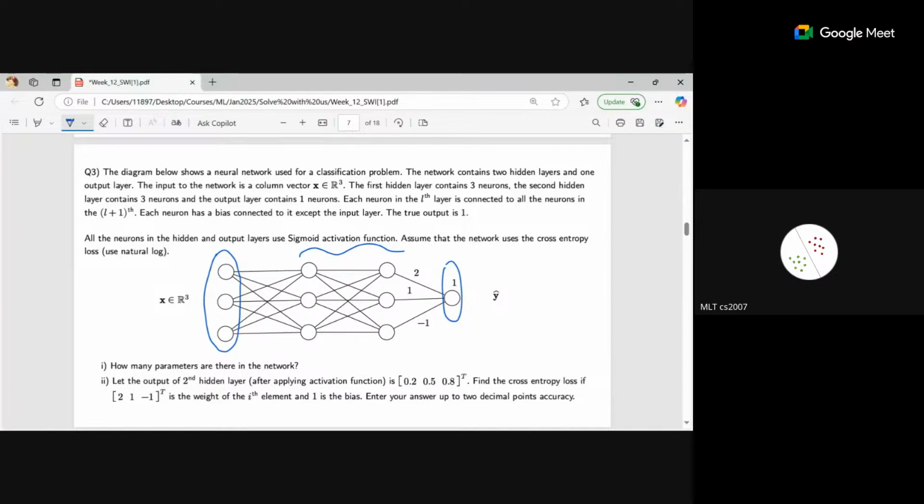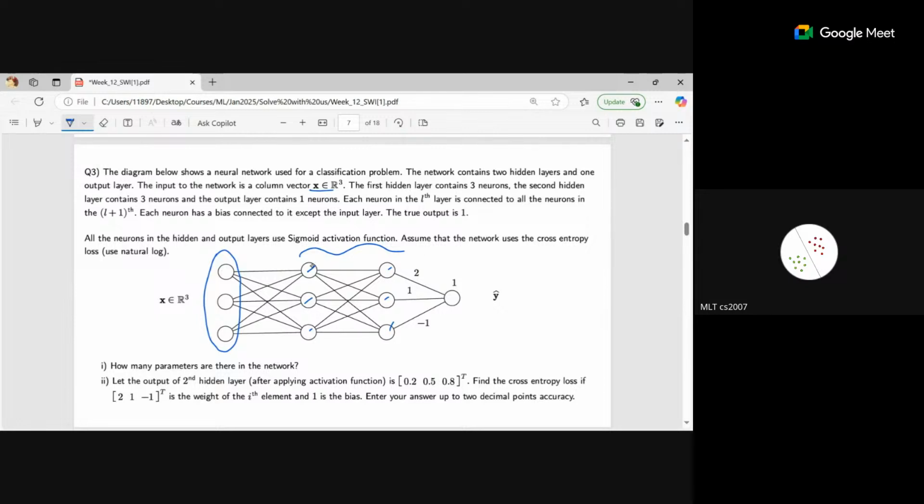Now, so we have two hidden layers and one output layer. The input to the network is a column vector x belonging to R3. We can see both of these hidden layers have 3 neurons. So the first hidden layer has 3 neurons, the second hidden layer has 3 neurons, and the output layer has finally 1 neuron.